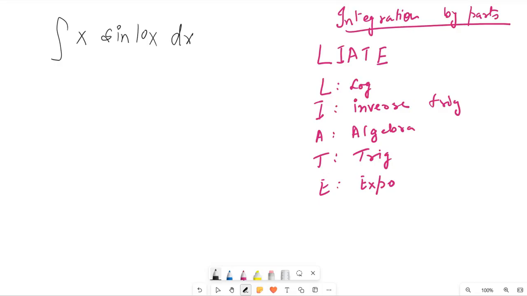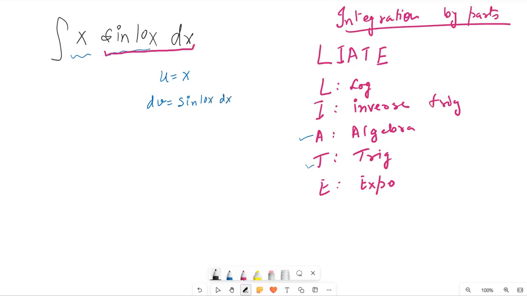For example, here we have x and sine 10x. X is an algebraic function. Sine is trig. It's coming second. So because the algebraic function x is coming first, I'm going to name u as x. And the remaining function, I'm going to join with dx and name it dv. dv is sine 10x dx.